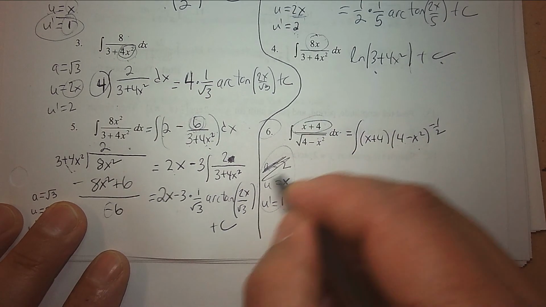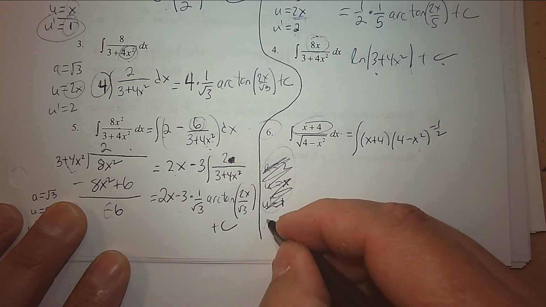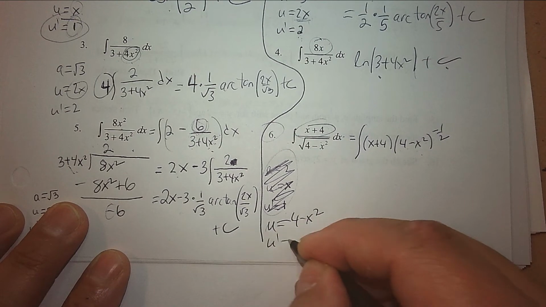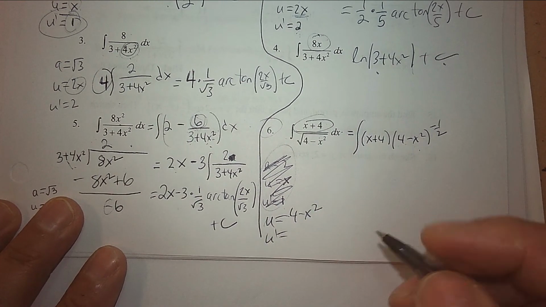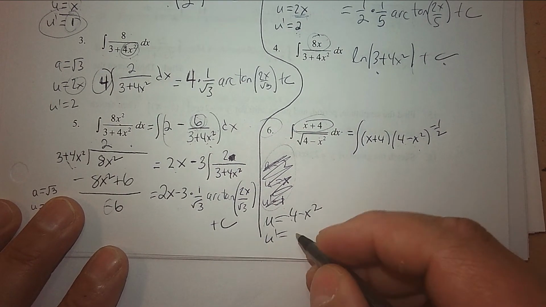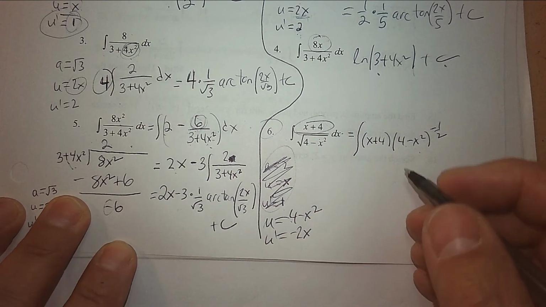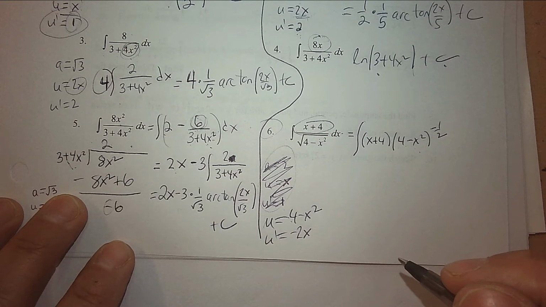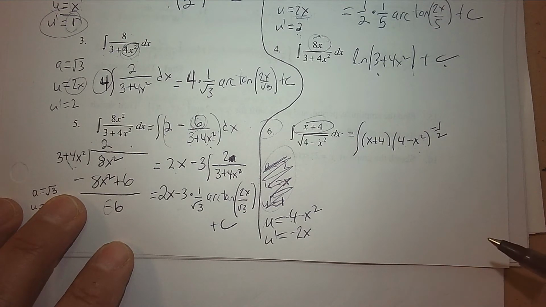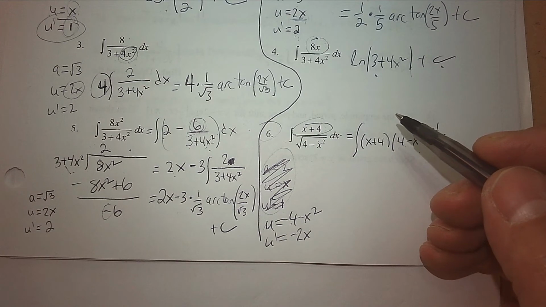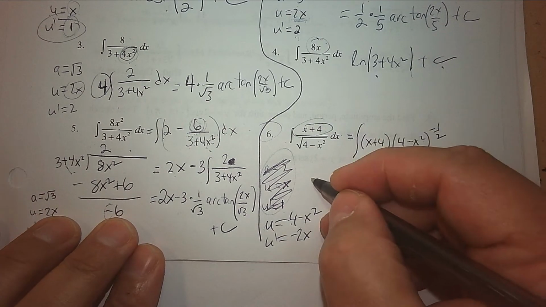So let's get rid of this now, because that's no good. But if u equals 4 minus x squared, and if you can't do it in your head, why not write it down? What's u prime? 0 minus 2x, right? So what do I do? Can I just pretend there isn't a plus 4 here? No. So, this is what I can do.